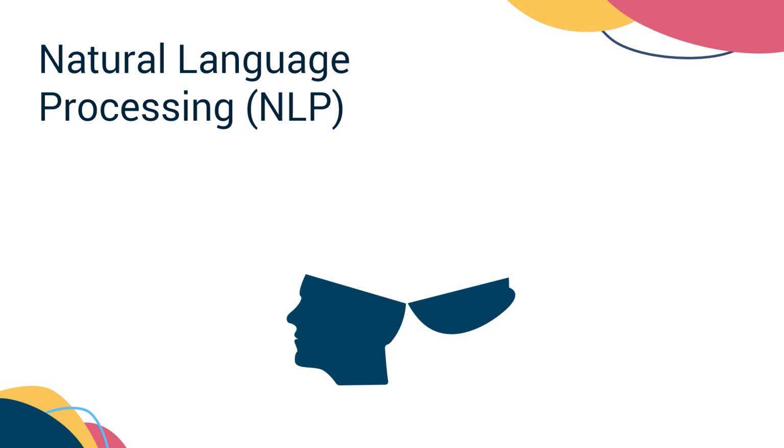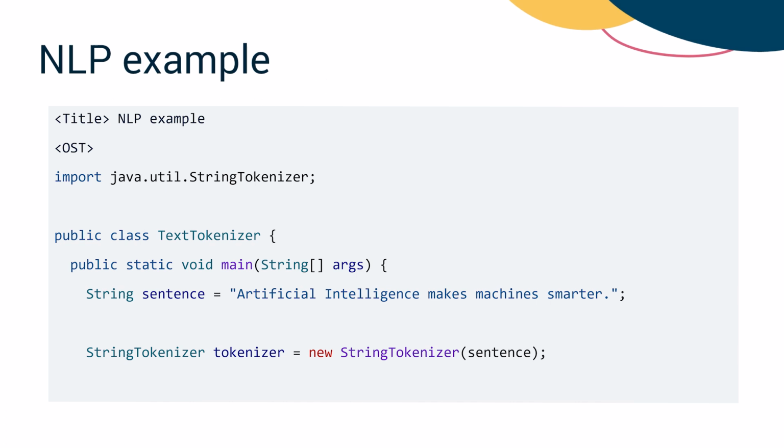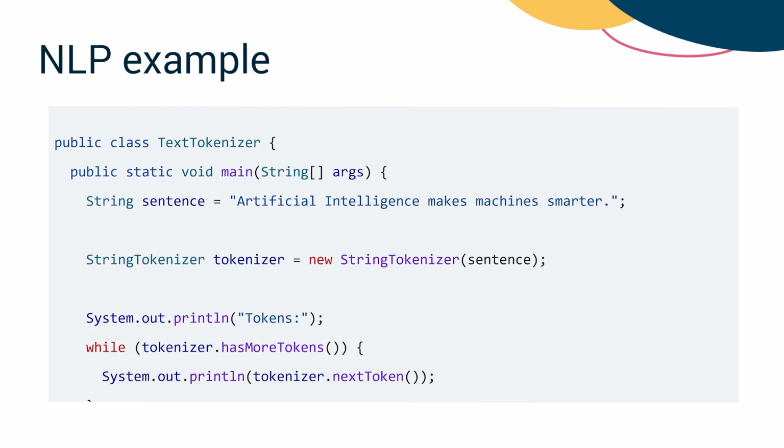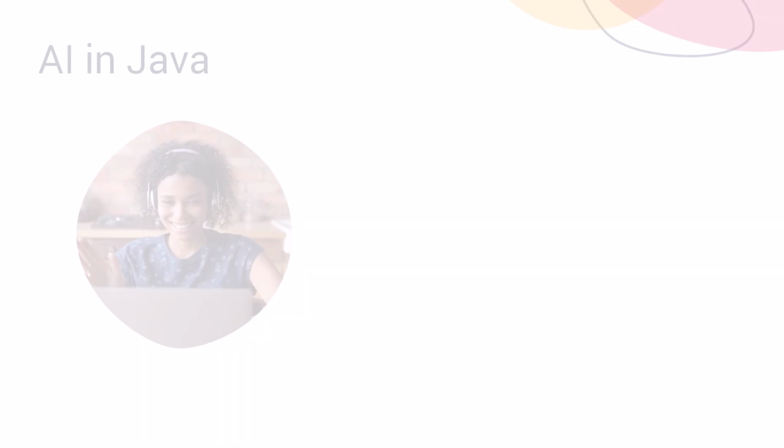Natural language processing, or NLP, allows machines to process human language. A basic NLP task is tokenization, which is breaking text into individual words. This code snippet shows an example of tokenizing text. The string tokenizer splits the text into words, also known as tokens. Each token is then printed one by one. Search engines use this process of tokenization to analyze user queries.